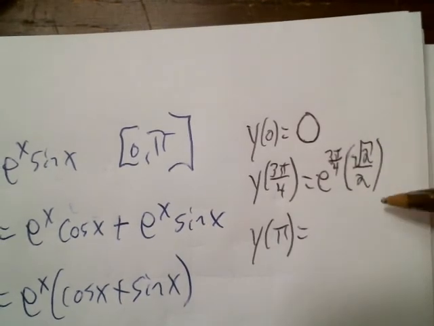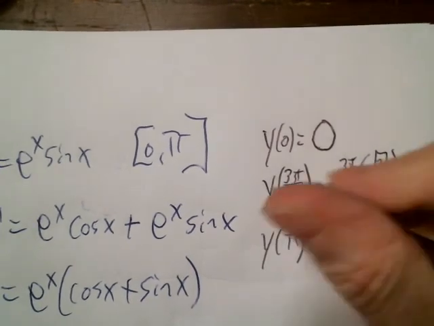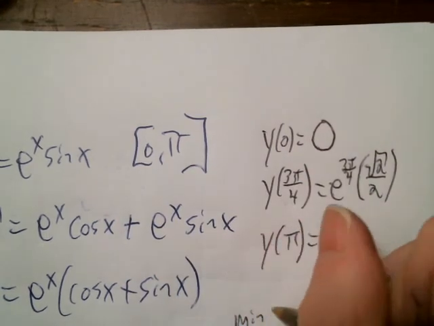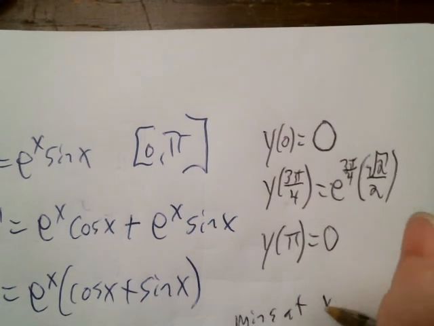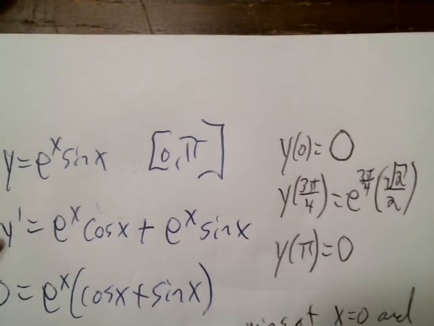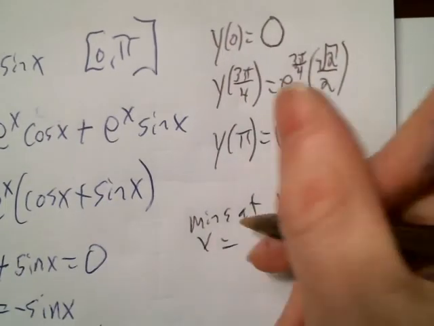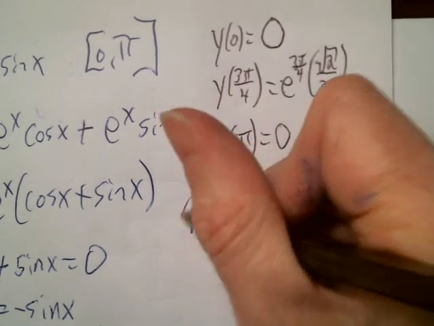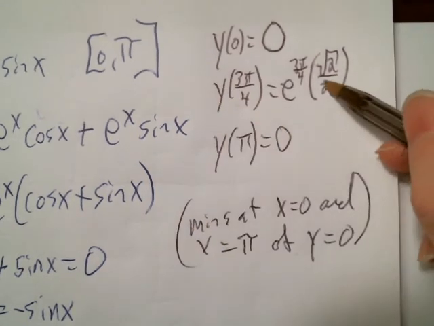I'll need my calculator for that guy. And then pi, so sine of pi is 0. So there's going to be mins at x equals 0 and x equals pi, basically, of y equals 0. And then this guy's going to be our max.